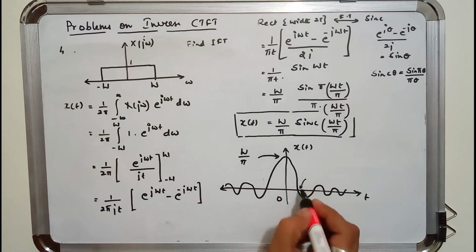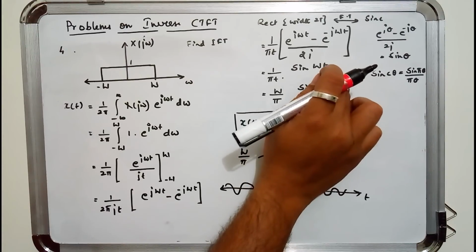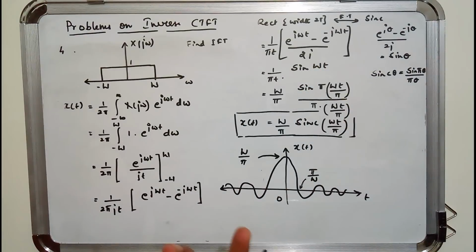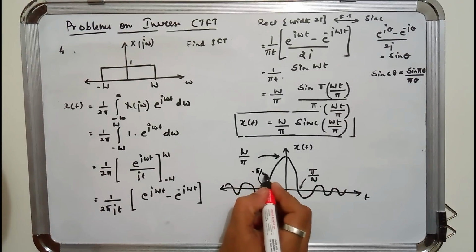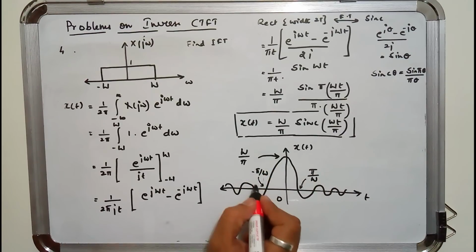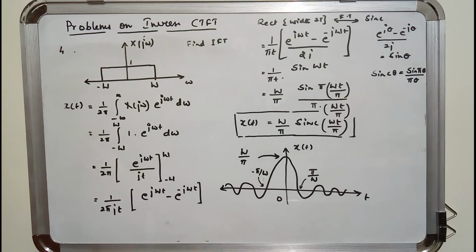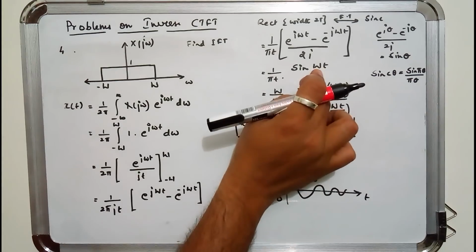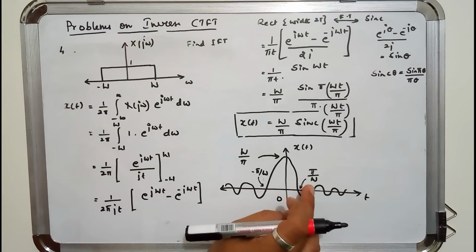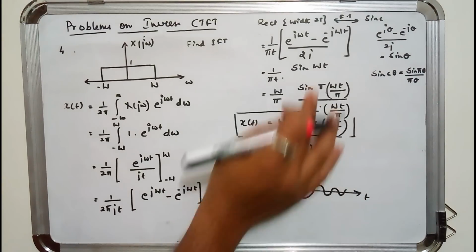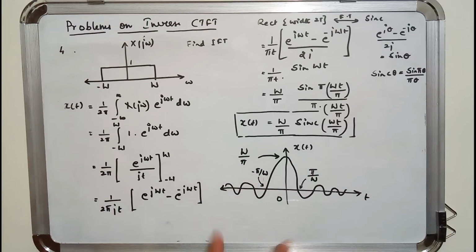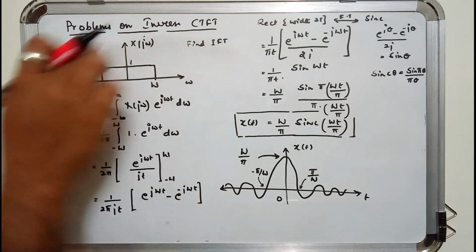So what is this point? I need to look at t. If t is pi by w, sin pi will be 0. So this is minus pi by w, not omega, this is w. So the point at which my x of t goes to 0 is pi by w and minus pi by w, and it continues for 2 pi by w, 3 pi by w and so on, because the sine function is 0 for pi, 2 pi, 3 pi and so on. So the first value of t for which my sinc pulse goes to 0 is pi by w, and to the left side it is minus pi by w, and the amplitude here is w by pi. So this is the inverse Fourier transform of a rectangular pulse given in frequency domain.